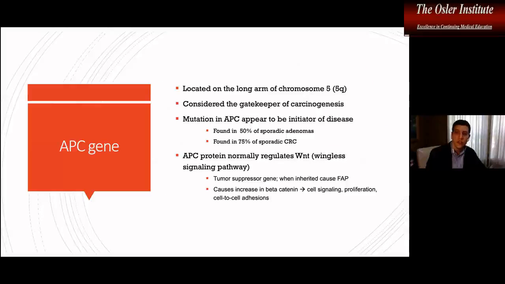So the APC gene is located on the long arm of chromosome 5. It's considered the gatekeeper of carcinogenesis. A mutation in APC appears to be the initiator of disease, and it's found in 50% of sporadic adenomas and 75% of sporadic colorectal cancer. The APC protein normally regulates the WNT, the wingless signaling pathway. It's a tumor suppressor gene, and when it's inherited, it causes FAP. It also causes an increase in beta-catenin, cell signaling proliferation, and cell-to-cell adhesions.